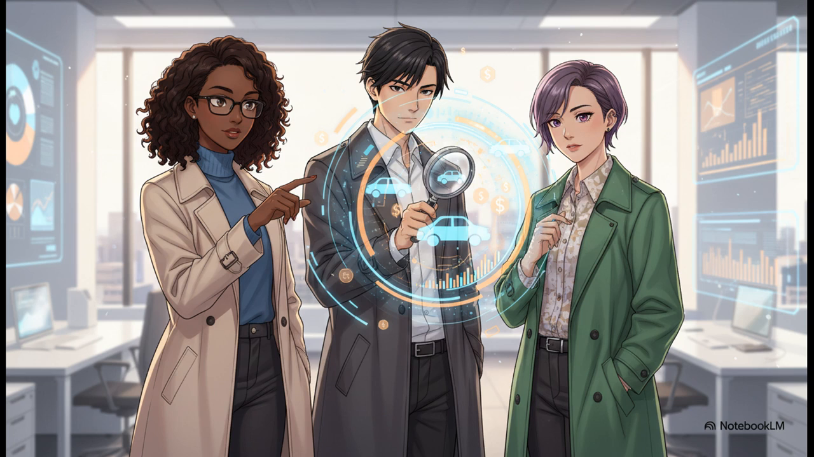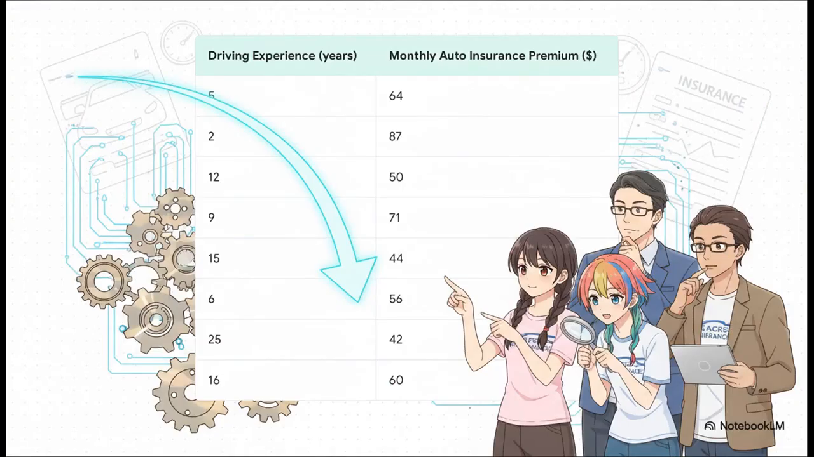So, to get to the bottom of this, we're going to put on our detective hats. Yep, we're becoming data detectives. We've got our hands on a real-world sample from an insurance company, and we're going to use it to hunt for the connection between how long you've been driving and how much you pay. Okay, so here it is. This is our case file. We've got 8 drivers completely at random. And for each one, you can see 2 things: how many years they've been driving and what they pay each month. Now, right now, it just looks like a bunch of numbers, right? But trust me, the clues are all in there.